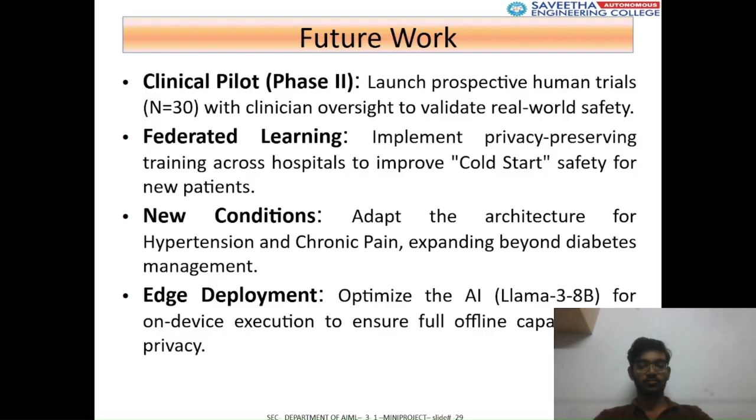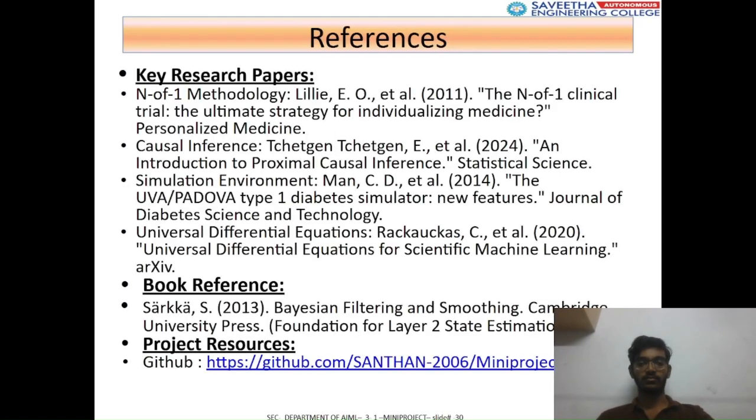Our future work involves solving the cold start problem using federated learning, and adapting this for hypertension, chronic pain, and other health conditions. We are also trying to optimize the LLM deployment on mobile-based devices, and to go beyond this to equal to 30 clinical test cases. And these are some references used for our project.